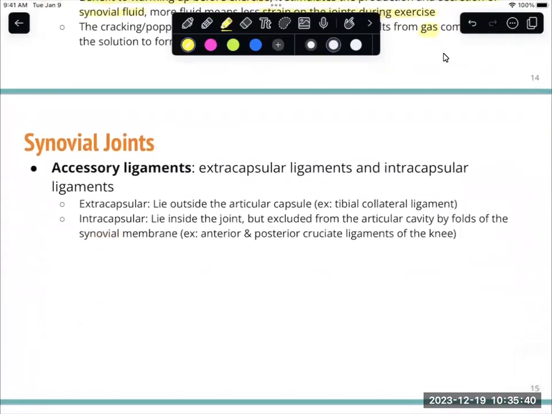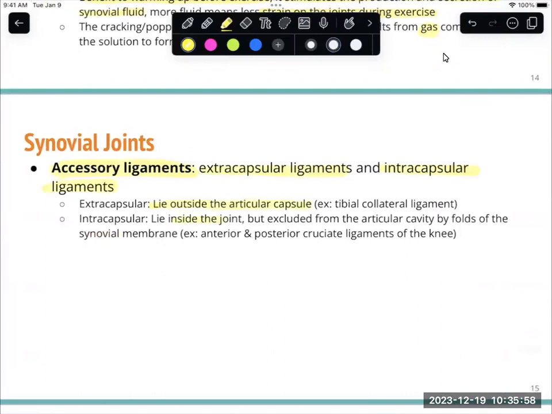Most of our synovial joints are going to have accessory ligaments. These are ligaments that are extracapsular, or they could be intracapsular. So extracapsular means they just lie outside that joint.